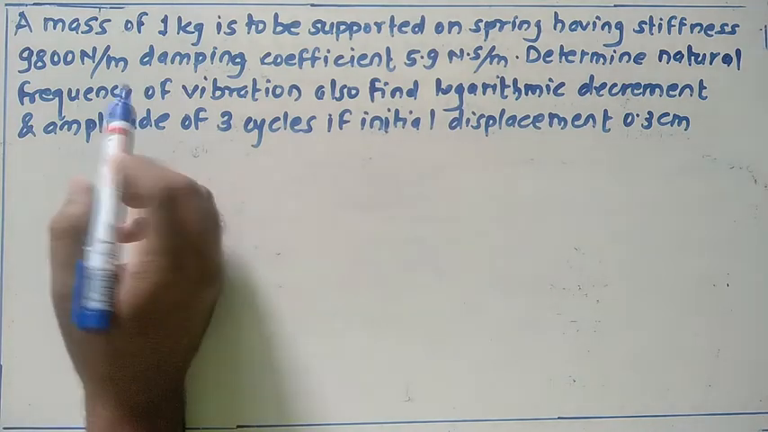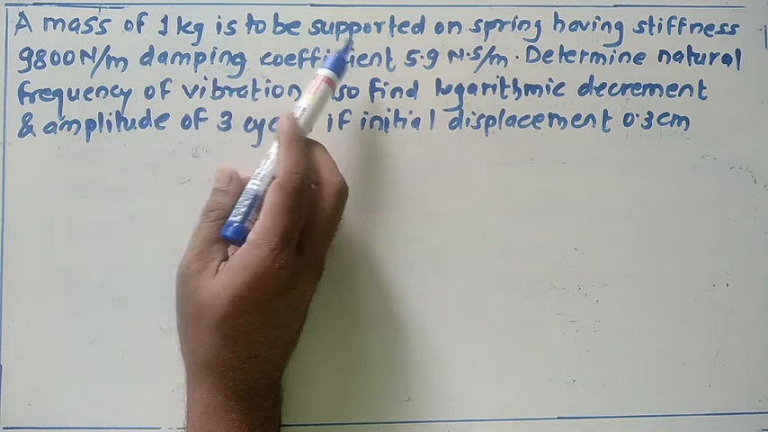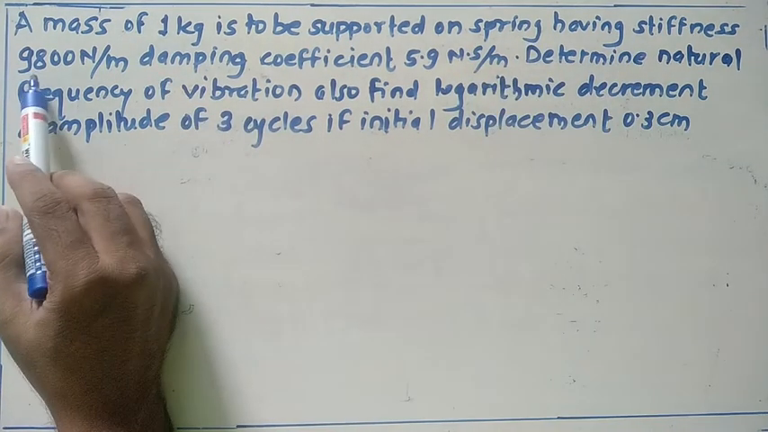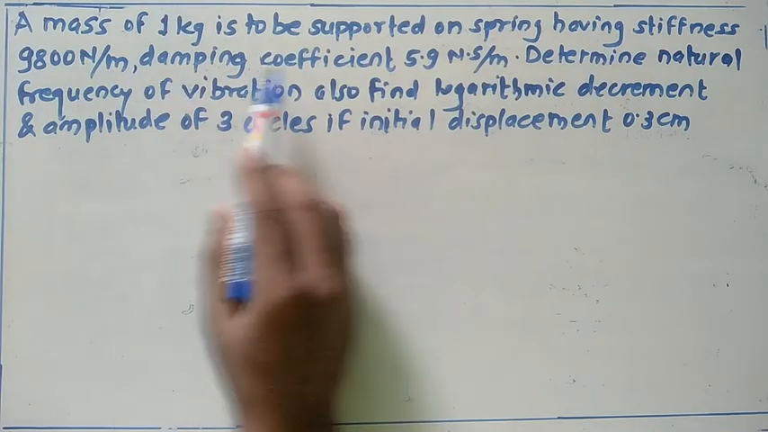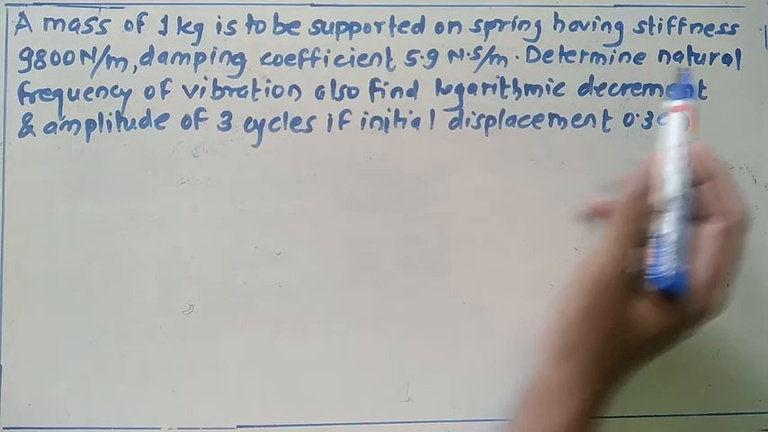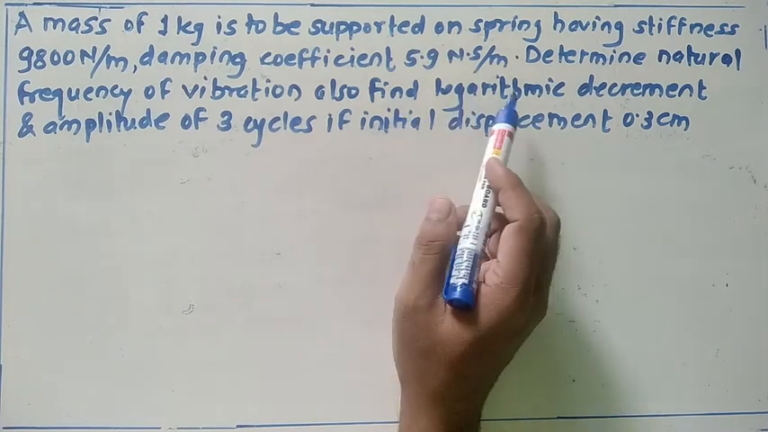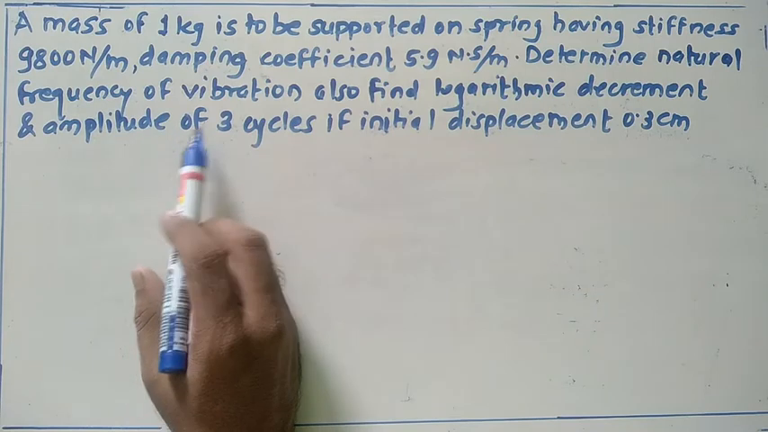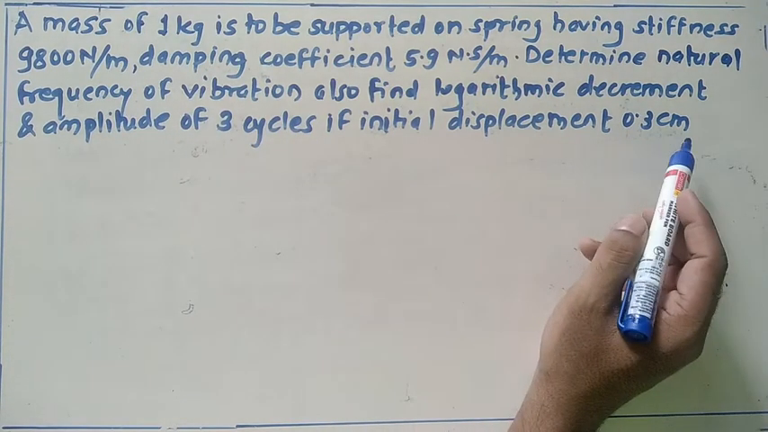Let us start the next problem. A mass of 1 kilogram is to be supported on a spring having stiffness 9800 Newton per meter. Damping coefficient 5.9 Newton second per meter. Determine the natural frequency of vibration. Also find the logarithmic decrement and the amplitude after 3 cycles if the initial displacement is 0.3 centimeter.